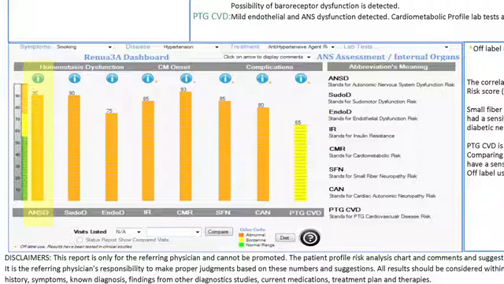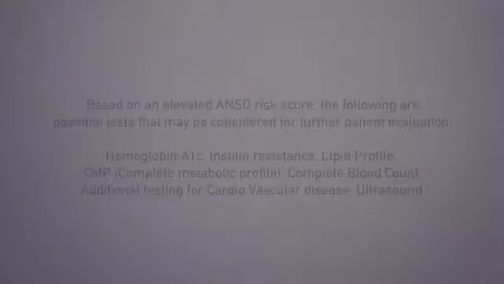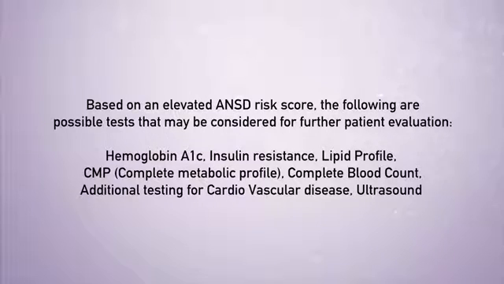The ANSD measurement can be used to determine the amount of internal patient stress that could be affecting other areas, such as cardiovascular health. Although there are a number of conditions the ANSD risk score helps evaluate, the primary focus of this measurement is the possibility of diabetes. Based on an elevated ANSD risk score, the following are possible tests that may be considered for further patient evaluation: hemoglobin A1C, insulin resistance, lipid profile, CMP, complete metabolic profile, complete blood count, additional testing for cardiovascular disease, and ultrasound.